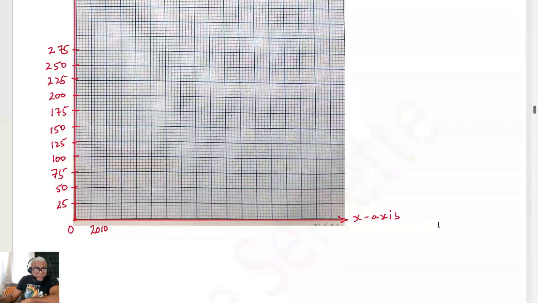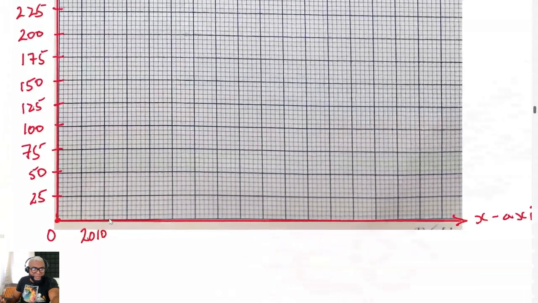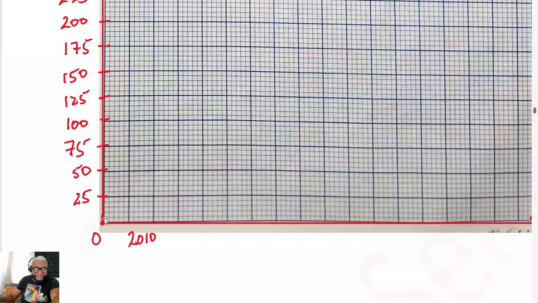Every small box will be what? From 0, watch my arrows. From here to here is 25. So every small box will be what? It would add up by 25. But the smaller box within the 1 centimeter, each small one will be how much? 5. That's my brother. So there'll be 5, 10, 15, 20, 25.